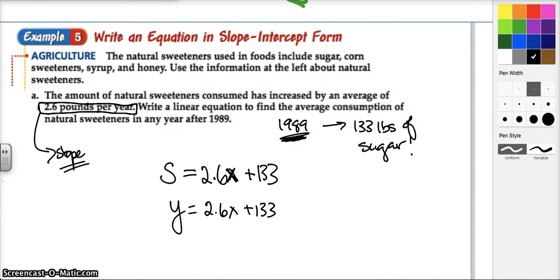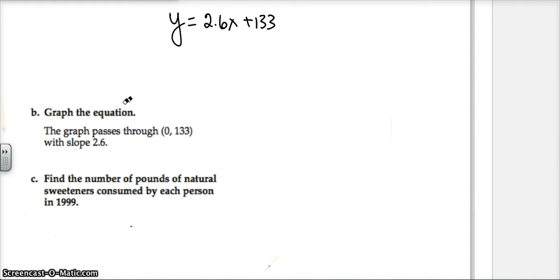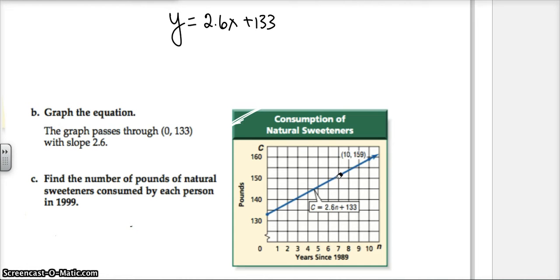Let's look at part B. Part B asks us to graph the equation. So the equation is y equals 2.6x plus 133. We recognize that the graph passes through (0, 133) and has a slope of 2.6. To be quite honest, I'm not about to graph this. I'm going to just use the answer from the textbook, and it's there.